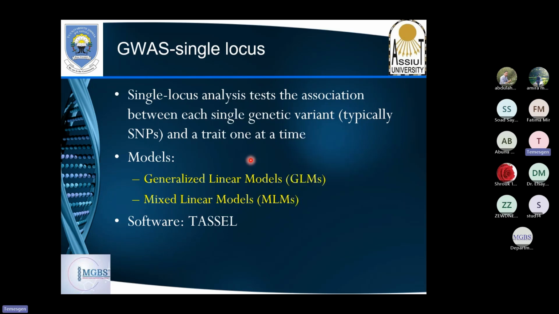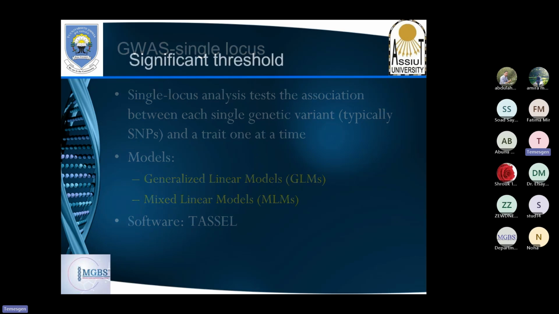So when you use a single locus method, you test the association between each single nucleotide variation, or SNP, and a trait, one at a time. Most of the time when doing single locus analysis, we use two models: the general linear model and the mixed linear model. We can use different software like R, and the most common one is TASSEL.